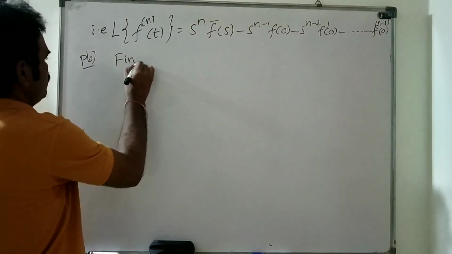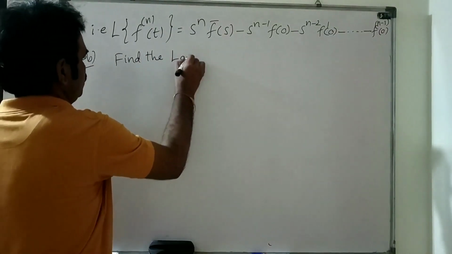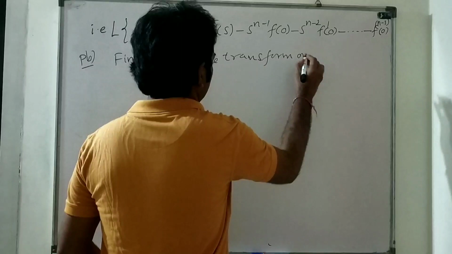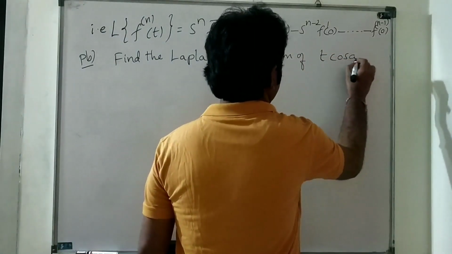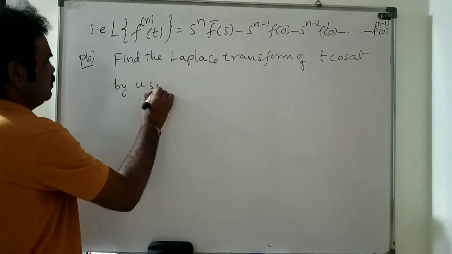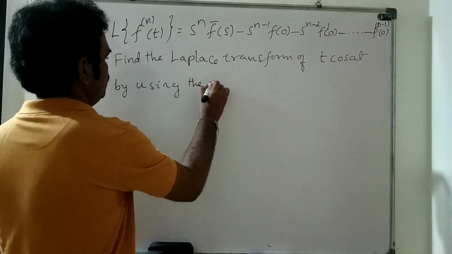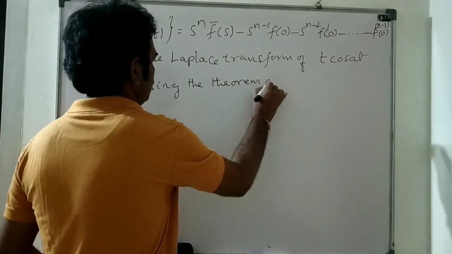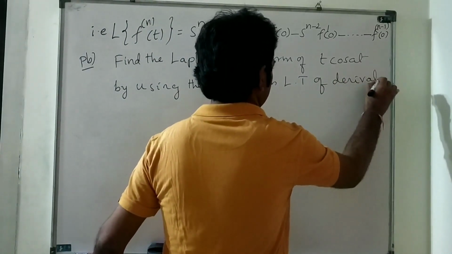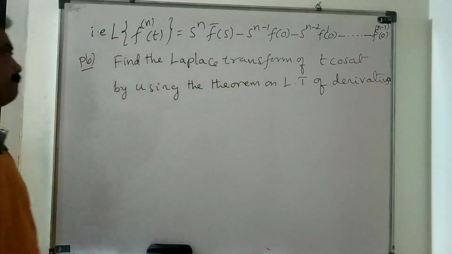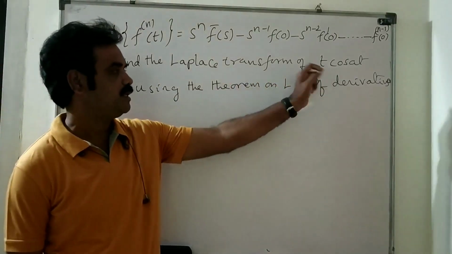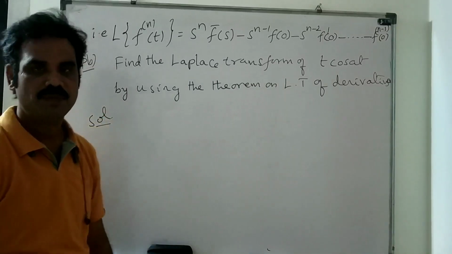Find the Laplace transform of t cos at by using the theorem of Laplace transform of derivatives. Okay, see the solution. We have to find the Laplace transform of t cos at by using the theorem on Laplace transform of derivatives.